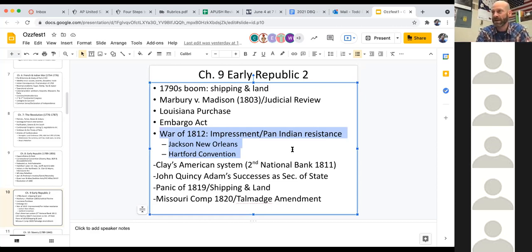But we fight and win the Battle of New Orleans after that treaty is signed, but before we get word that the war was over. And so we turn sort of a tie into a victory and say, Andy Jackson defeated the British, and aren't we tough and awesome? Couple of things about the war.